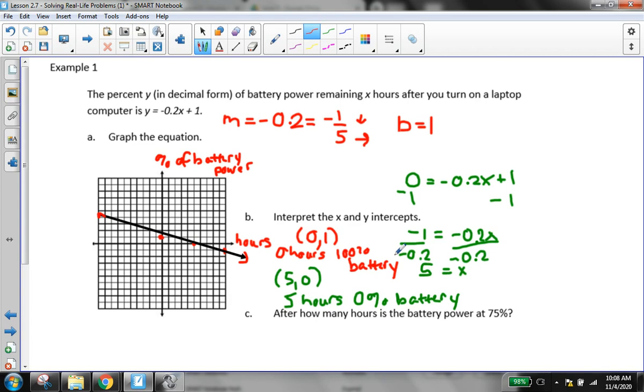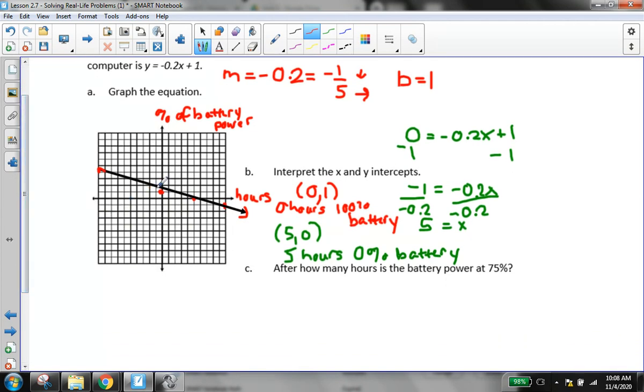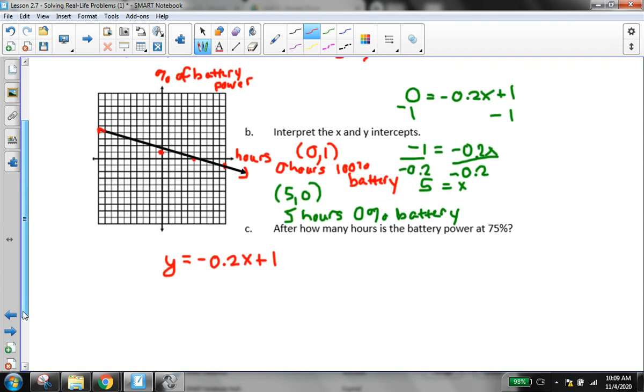Now for part C, it says how many hours is the battery power at 75%? If I take a look at my y-axis, because that's going to tell me my answer, it's maybe not 100% clear on my line where that's going to be. So I'm going to use my equation to help me get that answer. Again, the equation was y equals negative 0.2x plus 1. I know the y-axis stands for percentage, so I'm going to plug in 0.75 because this is a percentage.